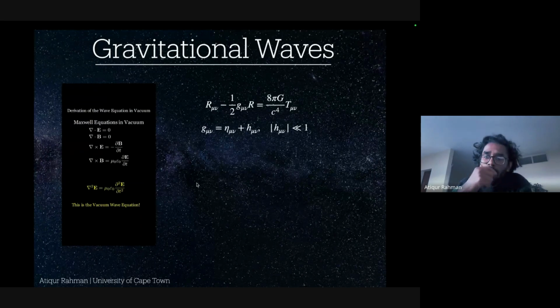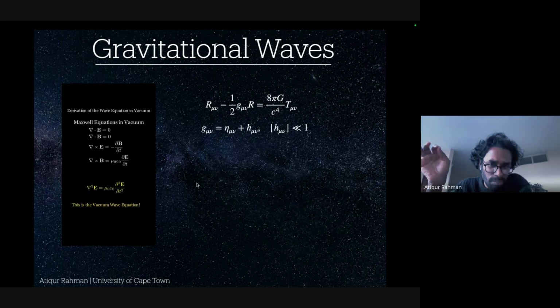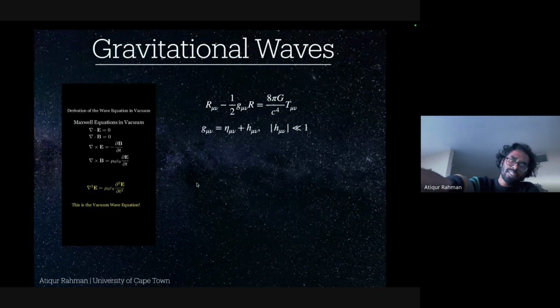Now, what is G mu nu? G mu nu is the flat space-time matrix eta mu nu plus some perturbation. By perturbation, I mean that slight change. The change is very, very small. Let's say 0.00000001 or something like that. If I introduce this change to my flat space-time metric, what will happen to my field equation solution?